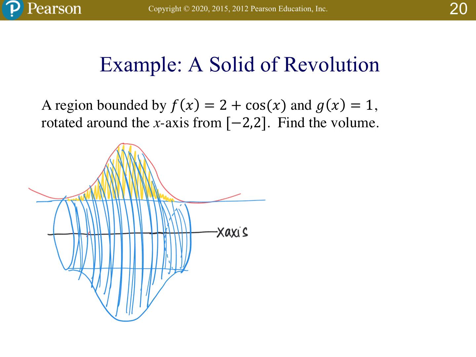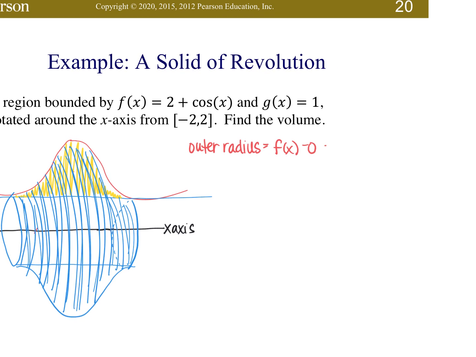So this is a washer. All right, so we're going to do the outer radius. The outer radius would be f of x minus 0. So in this situation, it simplifies. You might be thinking, why is she bothering to always write minus 0? It's because tomorrow it's not going to be the x-axis anymore. So I want you to get in the habit of thinking that there's a minus something right there. And then inner radius would be g of x minus 0. In this case it would just be 1.